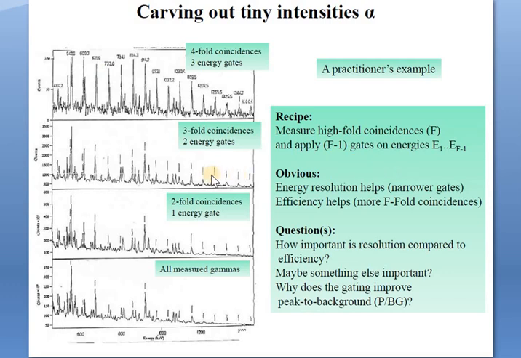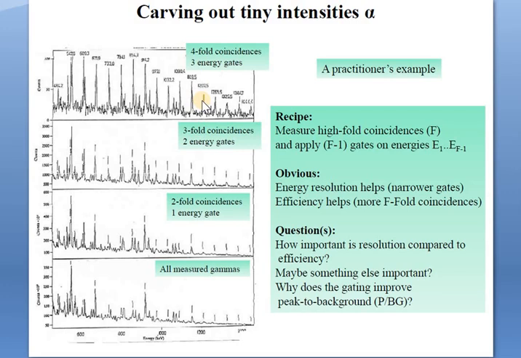So we are here measuring higher fold coincidences and applying the gates on energies. I've just shown you an example. Obviously, we know that better energy resolution means we can make narrower gates. And efficiency helps more. How? In the higher fold coincidence gated spectra, if the detector efficiency is very high, then we will have sufficient, very good statistics there.